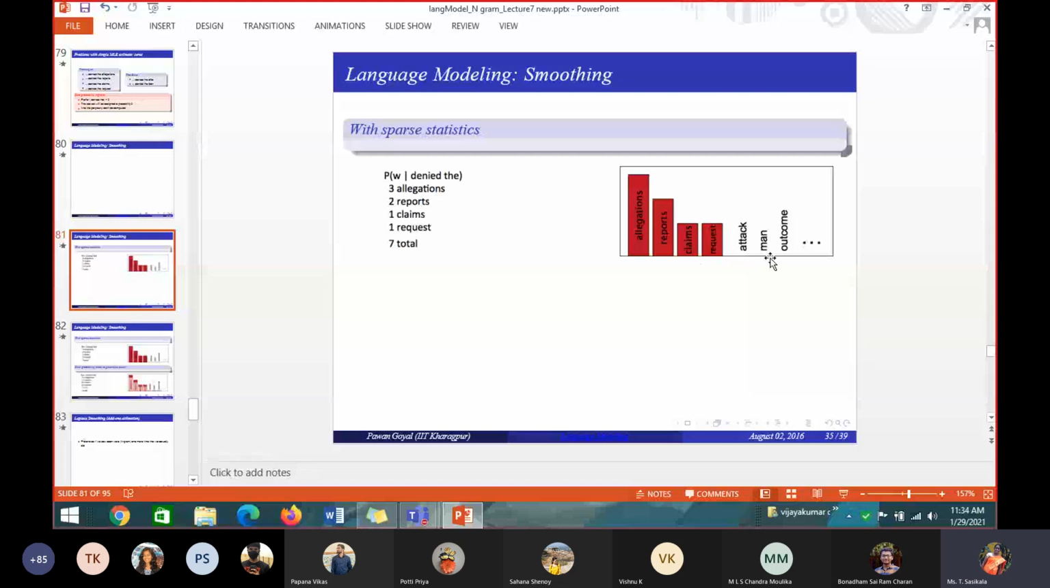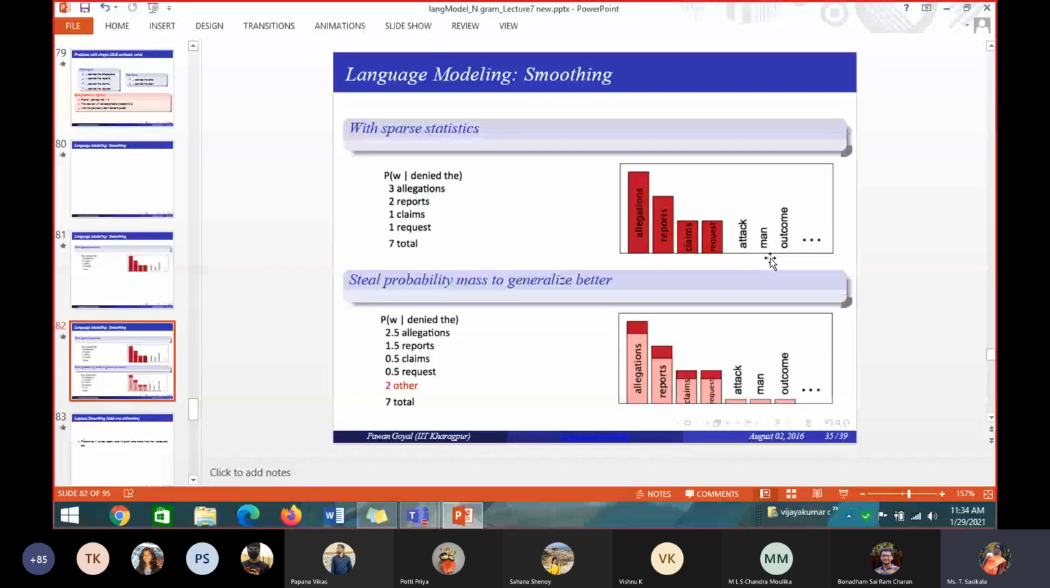So what I have to do is steal some probability. 3 times it is occurring, right? Allegations, I have to steal. Smoothing is stealing some probability from the words which are appearing in the corpus and giving it to the words which are not appearing in the corpus, in order to avoid 0.